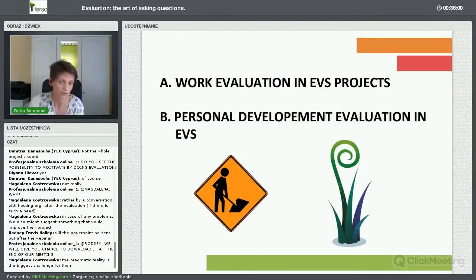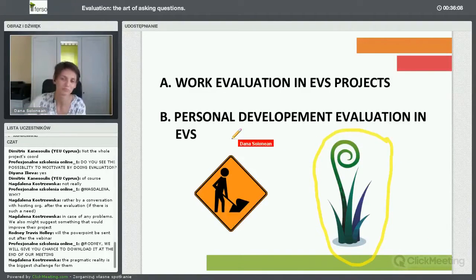And then we have the second part that is important, and I was mentioning this beautiful flower here. It's showing you the personal development in EVS. I don't know how many of you have the practice of having a learning contract with your EVS volunteers, in whatever form. But generally, it should refer to what is written formally or non-formally in a learning contract.